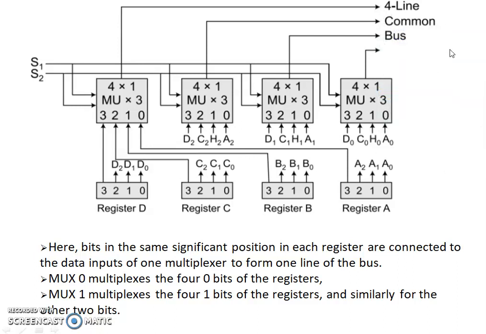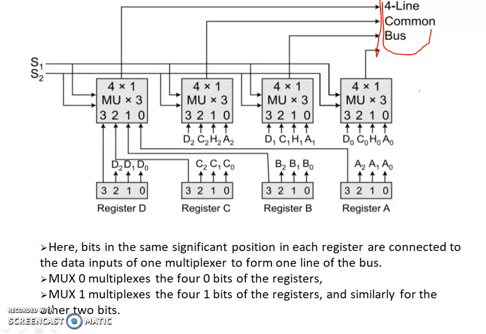So, 4-bit bus lines. The output of the multiplexer will be placed on the bus, and that bus will have some lines, that is 4 lines, based on the number of bits inside the registers.